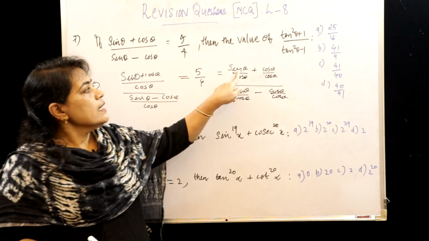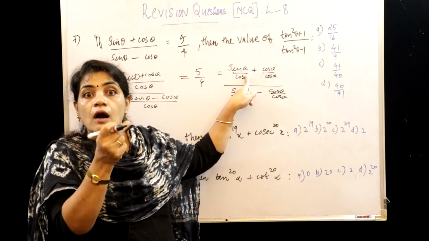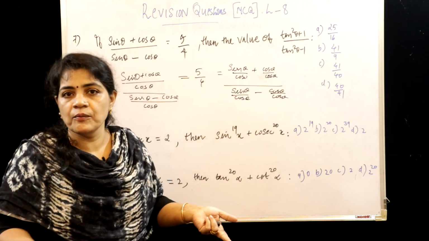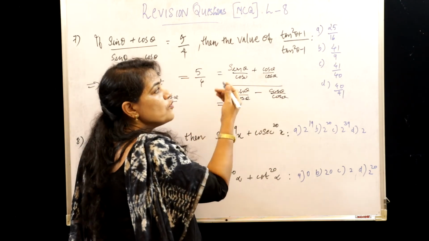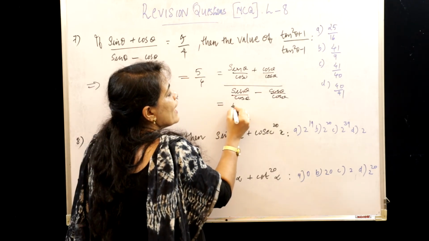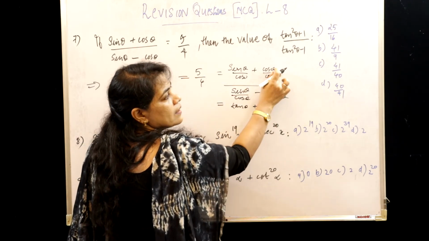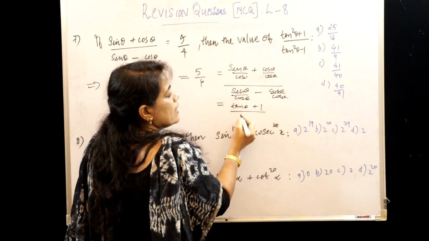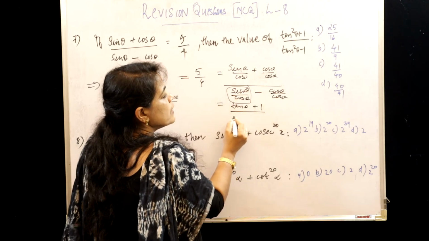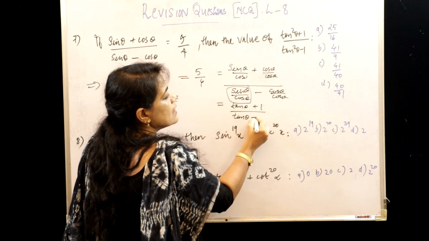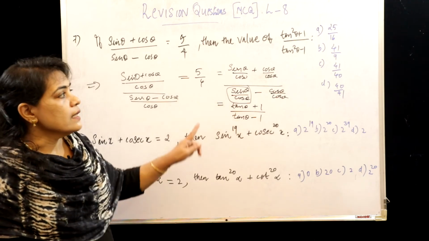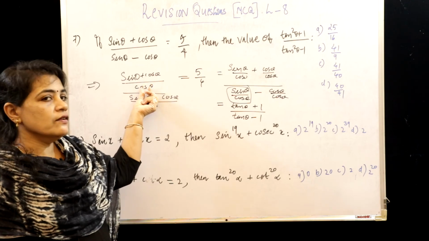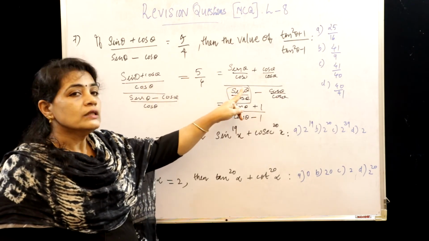See children, here we can now introduce tan theta instead of sin theta by cos theta, that is our aim. We should get the answer in terms of tan theta. So tan theta plus 1, since cos theta by cos theta is 1, divided by, here also by the quotient relation, tan theta minus 1. Instead of this we got this. After splitting both the terms and dividing with cos theta, we now have this relation.